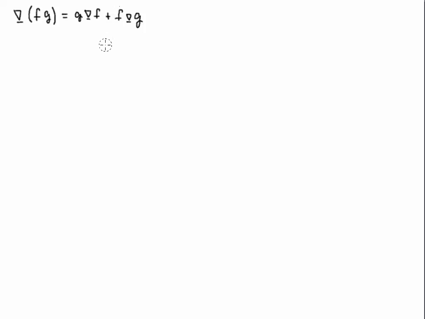Hello students. In this video we're going to prove this identity involving the gradient operator. So we have two scalar functions multiplied by one another, and we're going to take the gradient. And as you would suspect, it behaves just as the product rule in one dimension does.